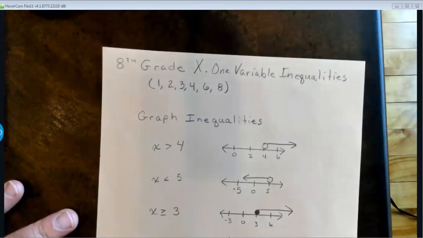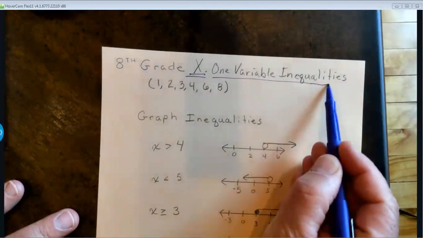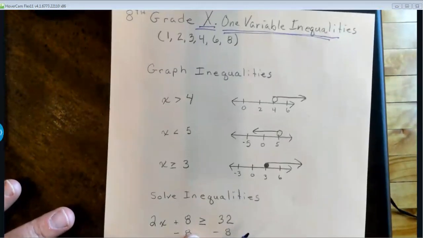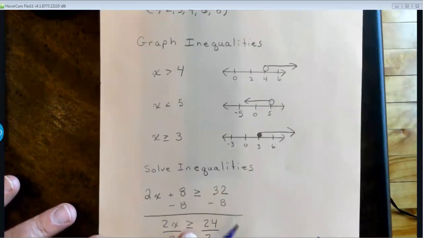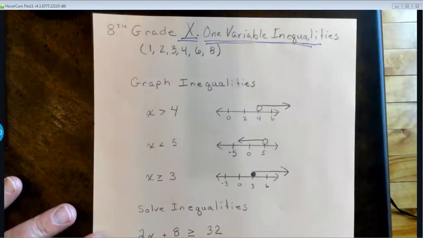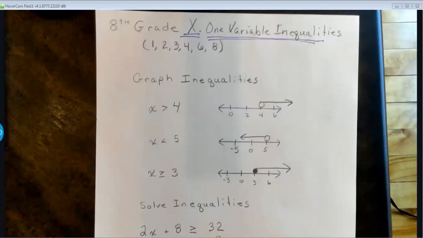Okay, so again, this week we are doing section X, one variable inequalities. I don't think you'll have a lot of problems with these. It'll be a good way for you to end. The following week, we'll have a final on all of the material that we've covered since the pandemic hit.